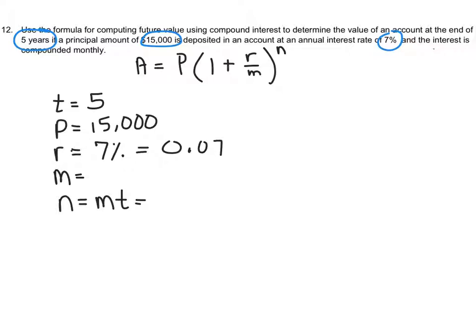M is the number of times I compound a year. So the problem tells me that my amount is compounded monthly. So there's 12 months in 1 year, so that means that I'm compounding 12 times a year. So M equals 12. N equals M times T. So M was 12, and I'm going to multiply that by the number of years, which is 5. And 12 times 5 is 60.